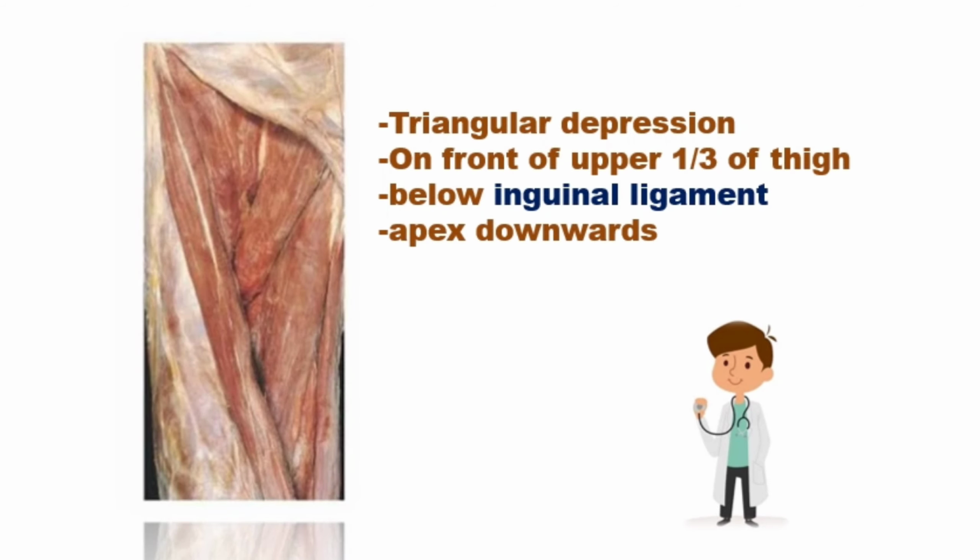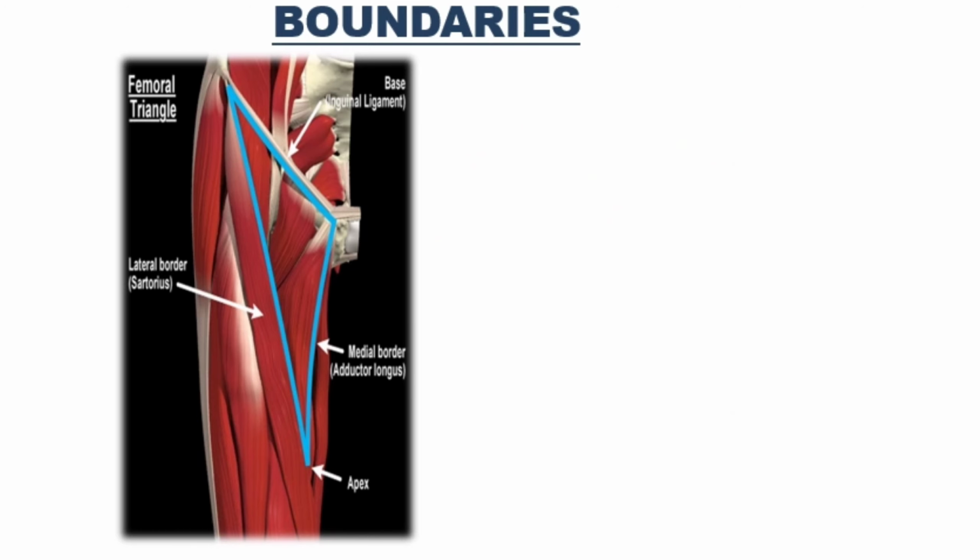Femoral triangle, it is a triangular depression on the front of the upper one-third of thigh situated below inguinal ligament. As you can see in the figure, its apex is directed downwards. Moving on to the boundaries.